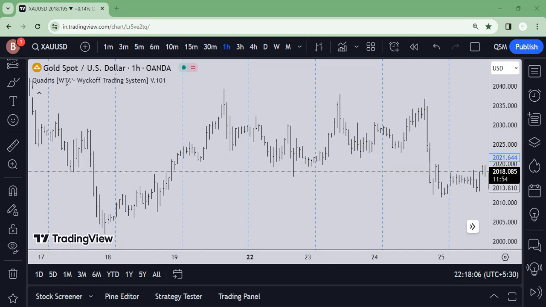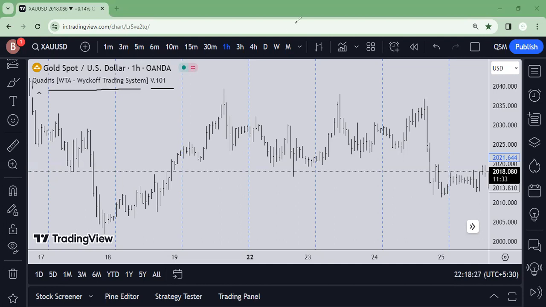So I merged two different systems into one. The name of the system is Quadris WTA, Wyckoff Training Academy Wyckoff Trading System, version 101.